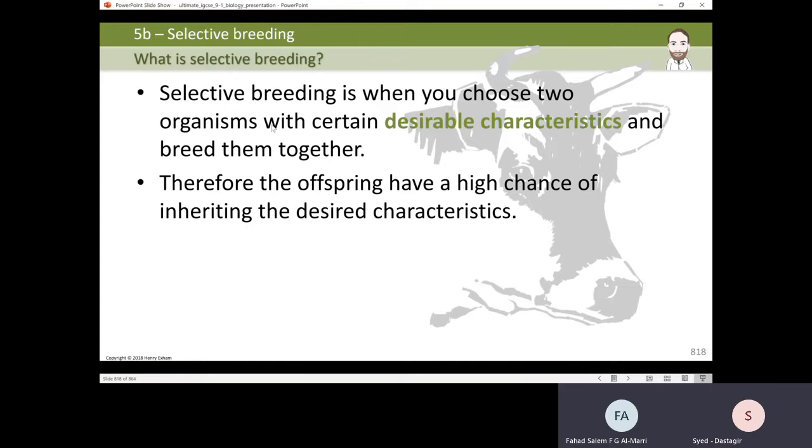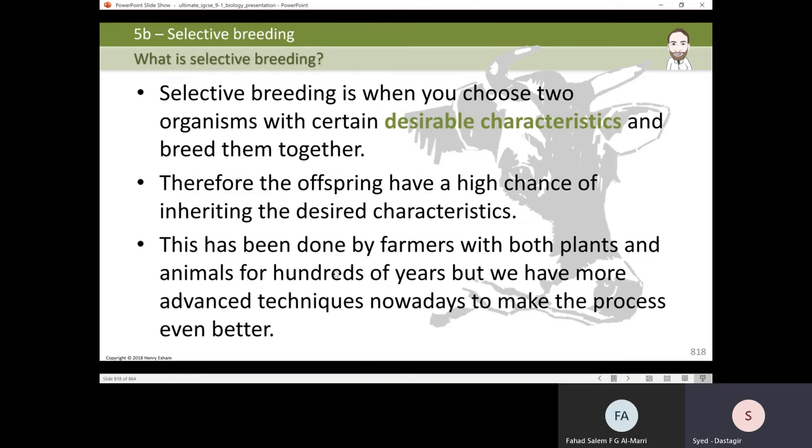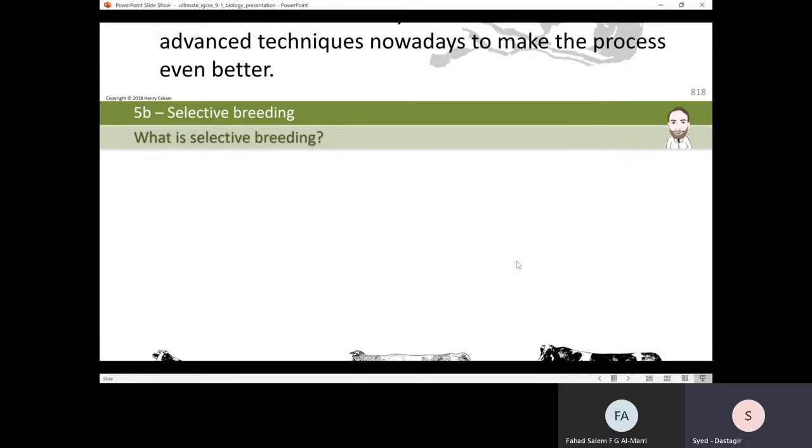characteristics. Yes, so selective breeding is when you choose two organisms with certain desirable characteristics that you want, and you breed them together. Therefore, the offspring have a high chance of inheriting the desired characteristics. This has been done by farmers with both plants and animals for hundreds of years, but we have more advanced techniques nowadays to make the process even better.